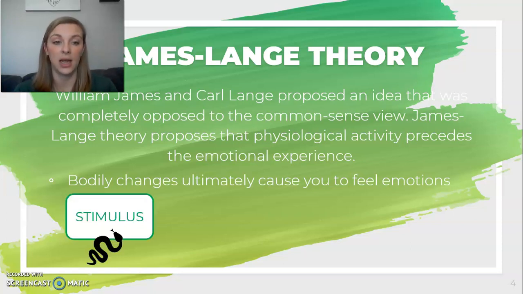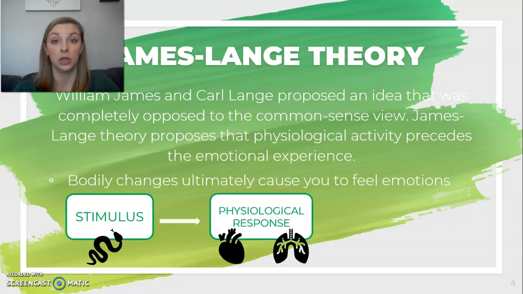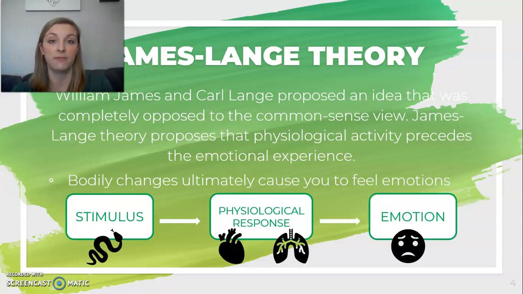So let's look at an example. Here you see a snake. That's your stimulus. Your body has a physiological response. Your heart rate increases, your breathing increases, etc. That physiological response then causes you to feel fear. That's the James-Lange theory: physiological response first, then the emotion.